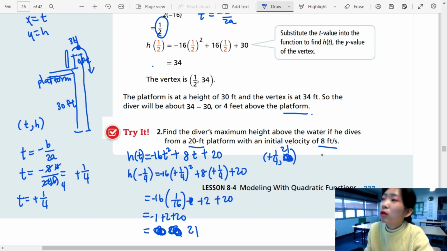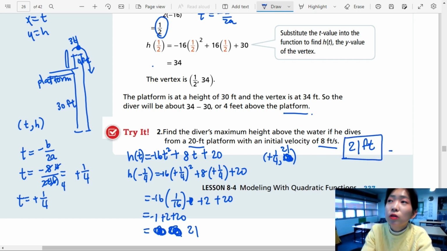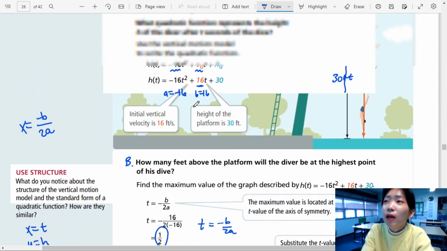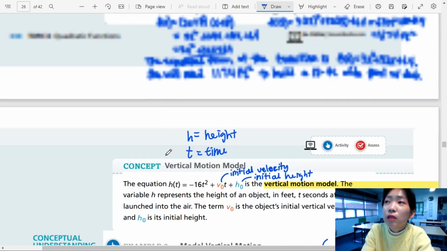So your vertex is going to be (1/4, 21). And now we can say that the diver's maximum height above the water would be 21 feet. There we go. So just remember that your a is always negative 16.